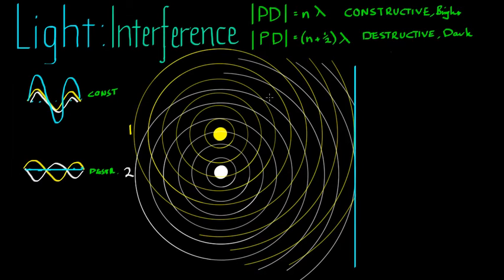Let's look at this point here. We have the crest of a yellow wave, the crest of point source 1, meeting the crest of point source 2. So we have constructive interference there. Furthermore, at this point here, we have the trough of point source 1 meeting the trough of point source 2. Therefore, we have an extra large trough in the resulting wave. So when two crests meet here, or two troughs meet here, we have constructive interference.